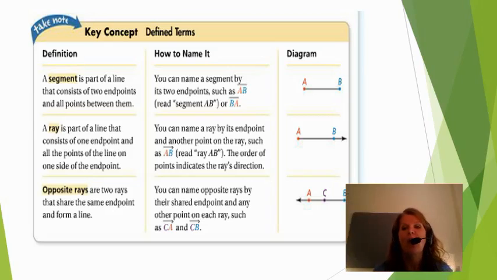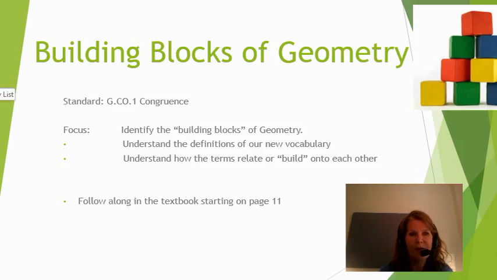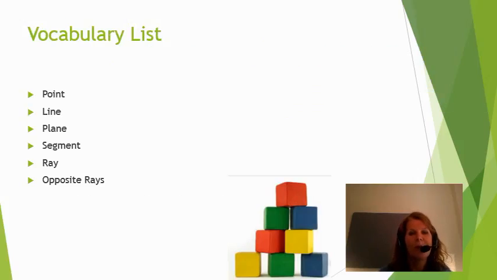Again, please look at the diagrams. If you haven't caught on to any of these, or felt I've gone too fast, please hit the rewind button. What I'm going to do now is give you a little post quiz, making sure you understand these definitions and that you're able to identify them. So we want to be able to identify the words on this: point, line, plane, segment, ray, and opposite ray, and also be able to identify them by their pictures. All right, see you in class.